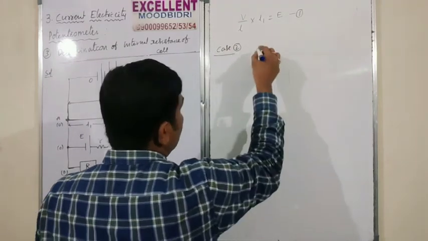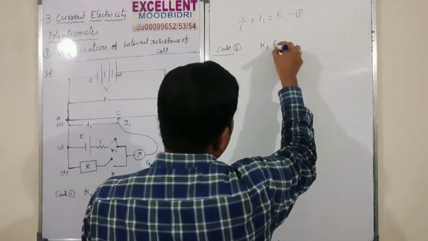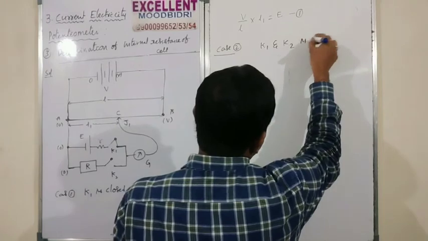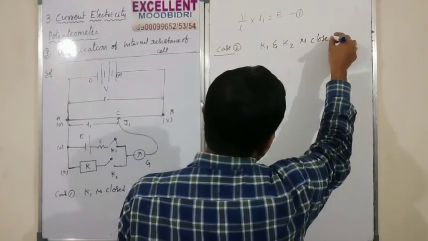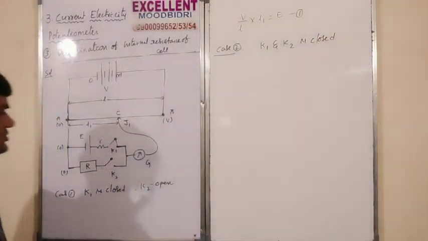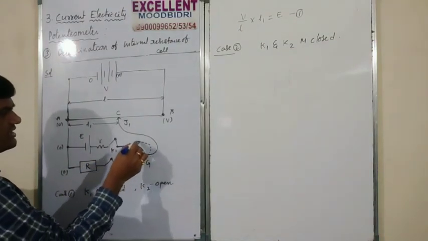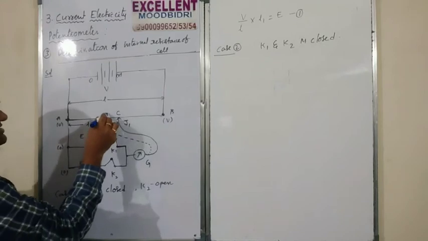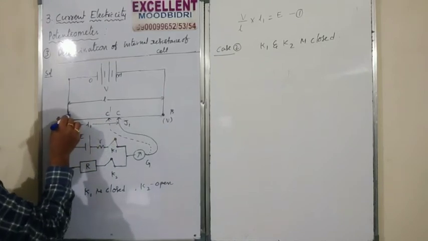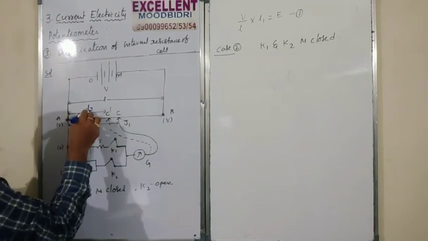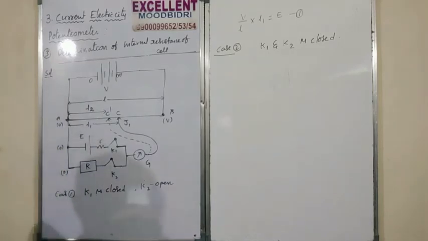Case 2: both K1 and K2 are closed. Now what happened here? The null deflection will come somewhere here, at point C. From here to here, I will consider L2.